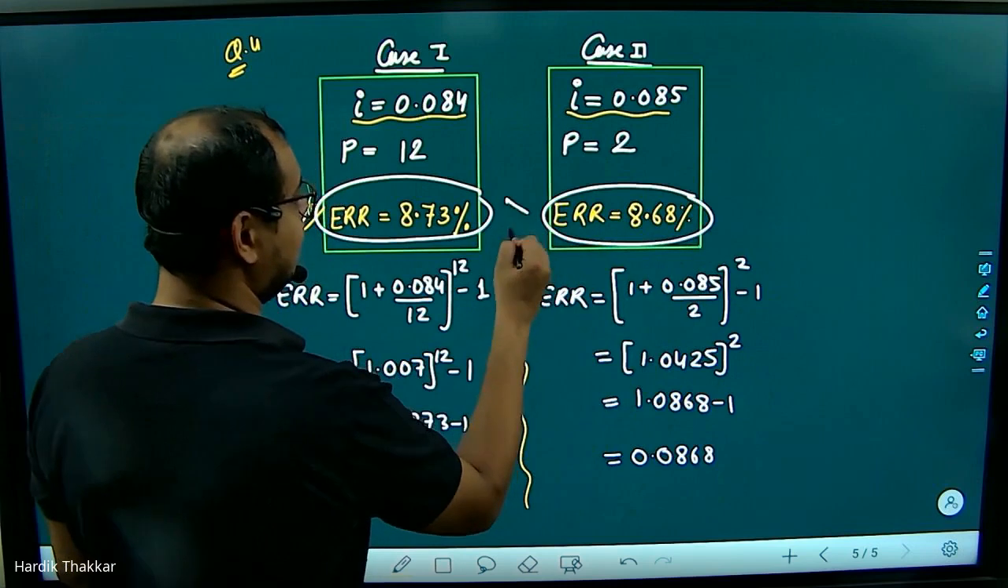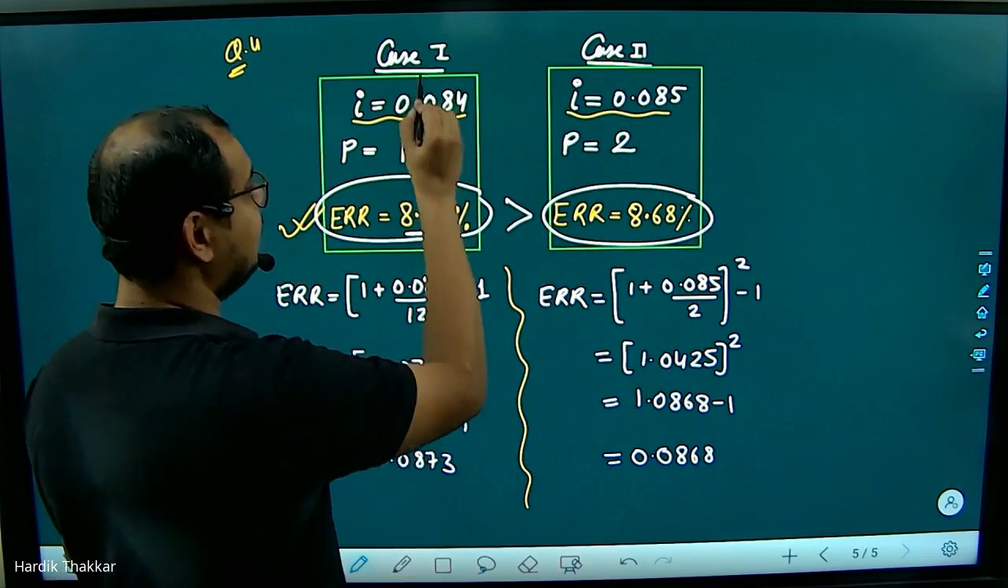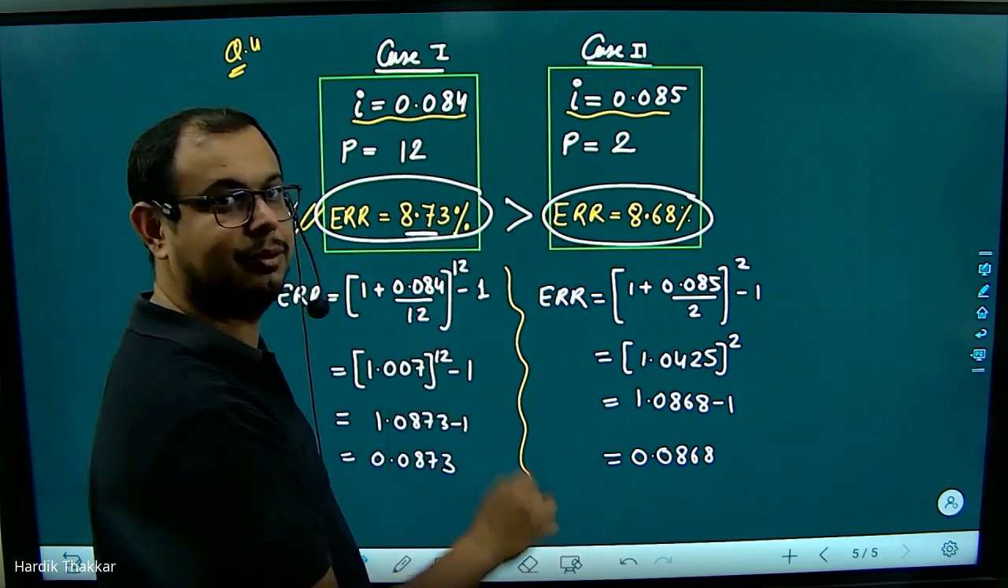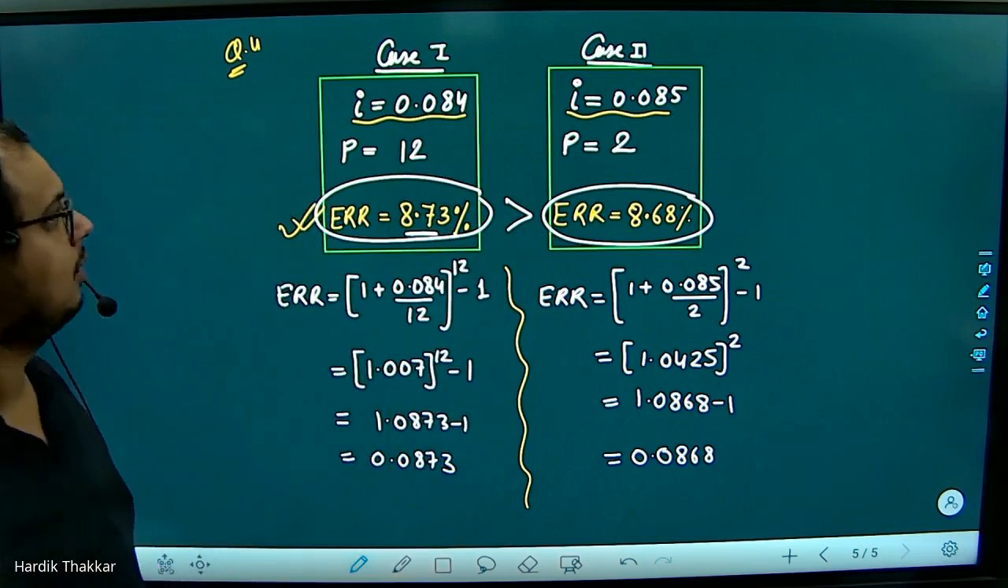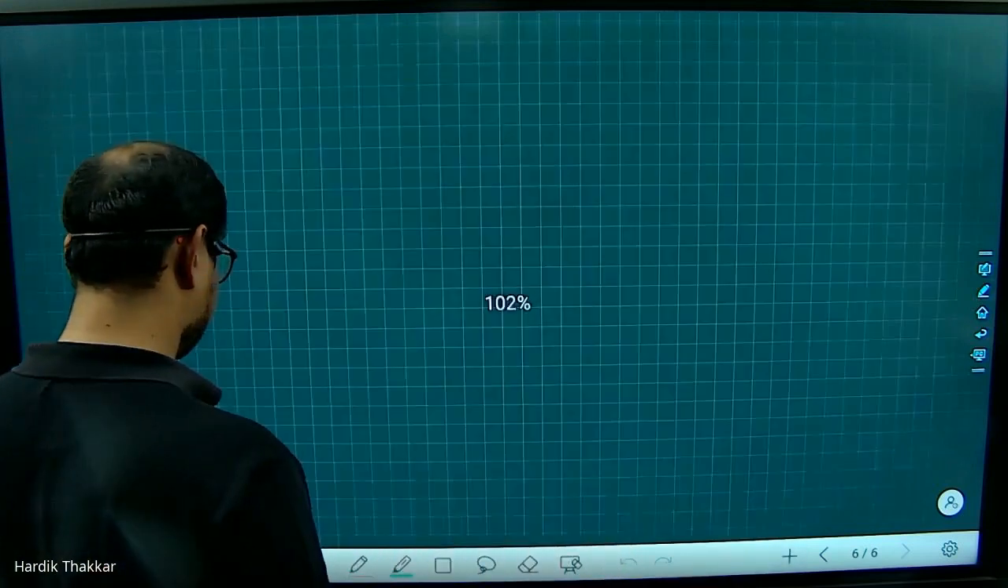So we have to prefer the higher percentage value for effective rate of return. Because this effective rate of return is more, this investment option is better as compared to this. Okay, now solve question number 5, the last question from this category.